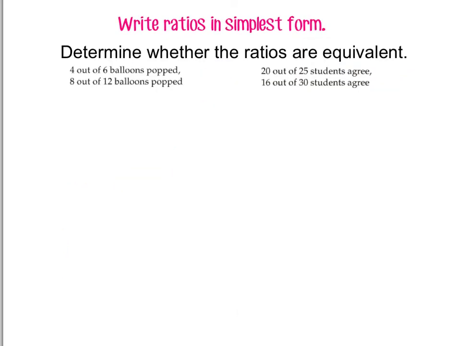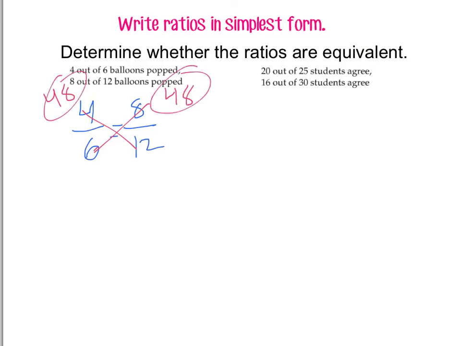Write ratios in simplest form. Determine whether the ratios are equivalent. What I'm going to do is write 2 ratios as fractions. So 4 out of 6 and then 8 out of 12. Okay? I'm going to decide if these are equivalent by multiplying the denominator to the numerator on both sides. So if I multiply this, I get 48. If I multiply this, I get 48. Are those the same? Yes, they are. So then I would say yes, they are equivalent.